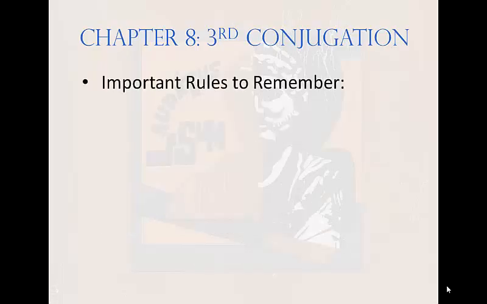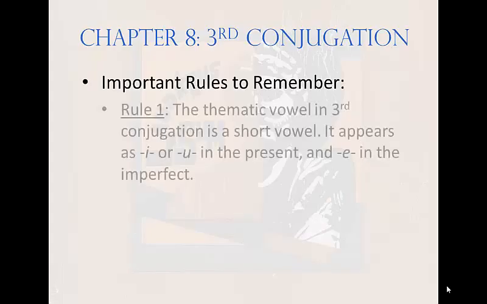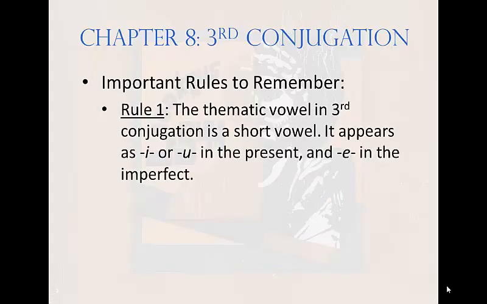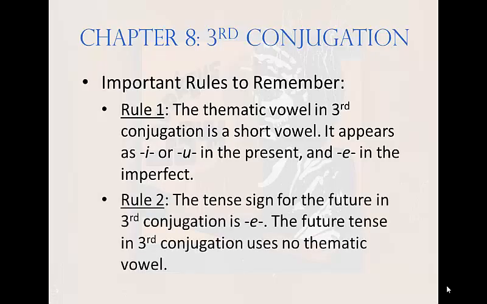Here are two important rules for you to remember. Rule 1. The thematic vowel in third conjugation is a short vowel. It appears as I or U in the present and E in the imperfect. Rule 2. The tense sign for the future in third conjugation is E. The future tense in third conjugation uses no thematic vowel.